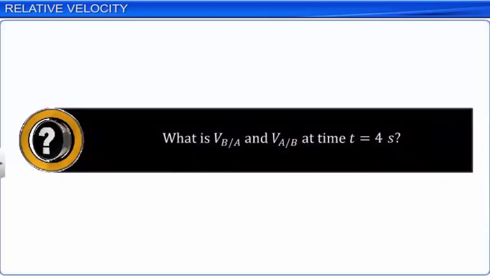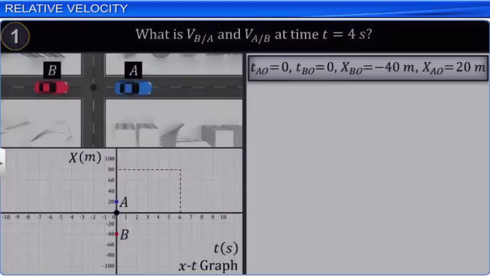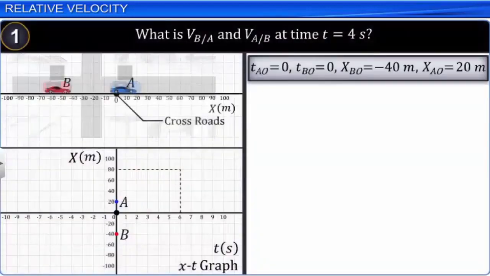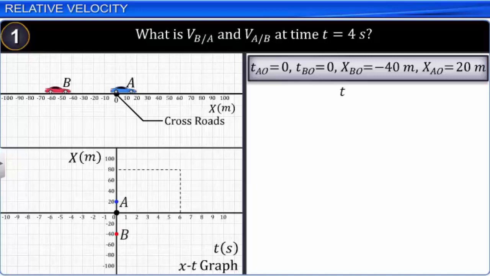1. What is VB by A and VA by B at time t equal to 4 seconds? As A and B are moving with different uniform velocities, the values of t, VA and VB are 4 seconds, 10 meter per second and 20 meter per second respectively.